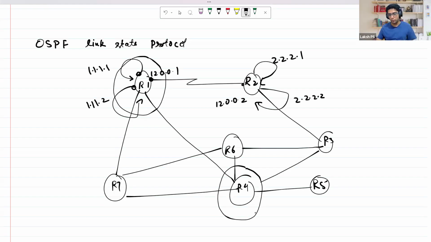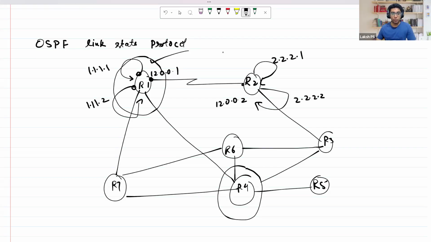How many routers is R4 connected to? What are the IP addresses that R4 is connected to? And what is the cost of those links that R4 is connected to? I can check all this information by executing the appropriate command on R1.